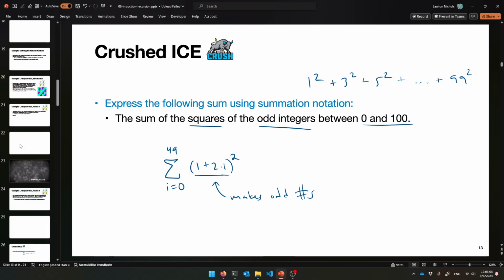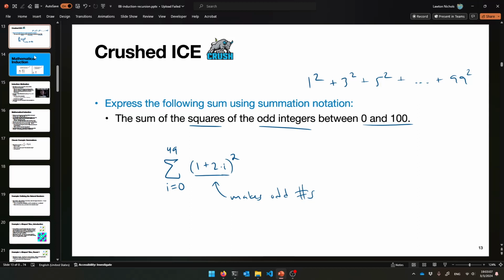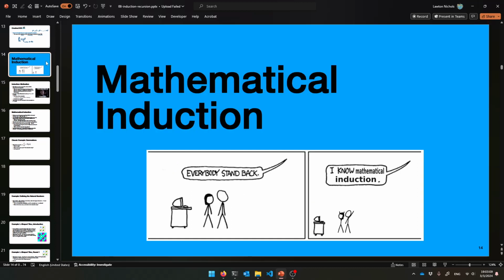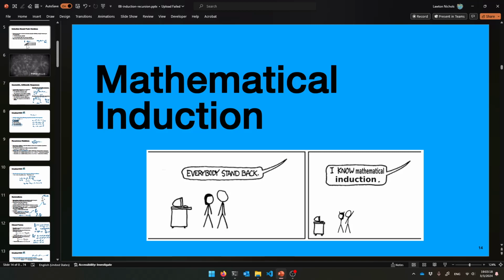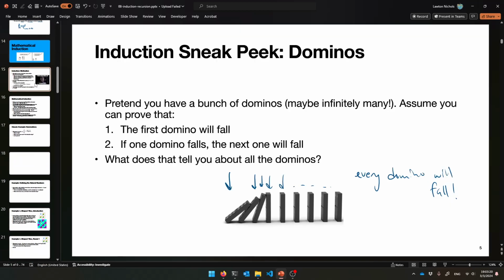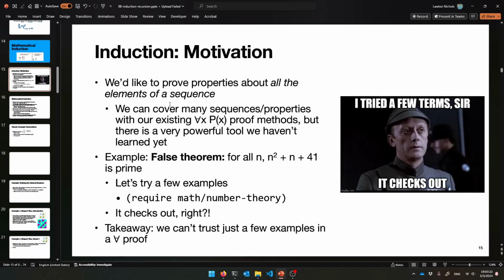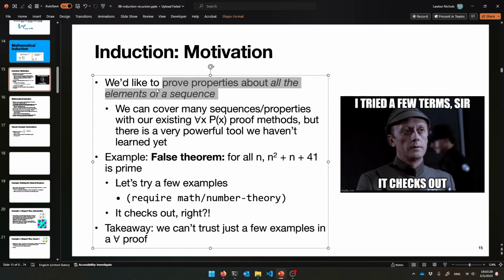Okay? So, if we are happy, let's move on now to the magic, the thing called mathematical induction. It's very, very powerful, very, very cool. It's essentially this domino idea. All right? So, we've been talking about sequences. Wouldn't it be nice to prove something about the entire sequence, about every element of the sequence at once?